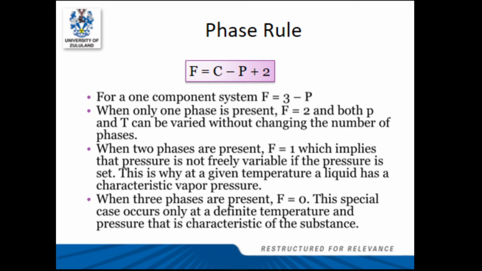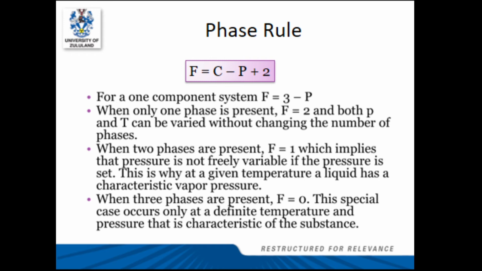Why is F equal to 2 now for one phase? Remember that we have one component. When we have one component, automatically our equation becomes 3 minus P. So if we only have one phase, from that equation 3 minus P, now it will be 3 minus 1, which is equal to 2. Hence, F is equal to 2. But the most important thing, where we have one phase, is that the pressure and the temperature can be varied without changing the number of phases.